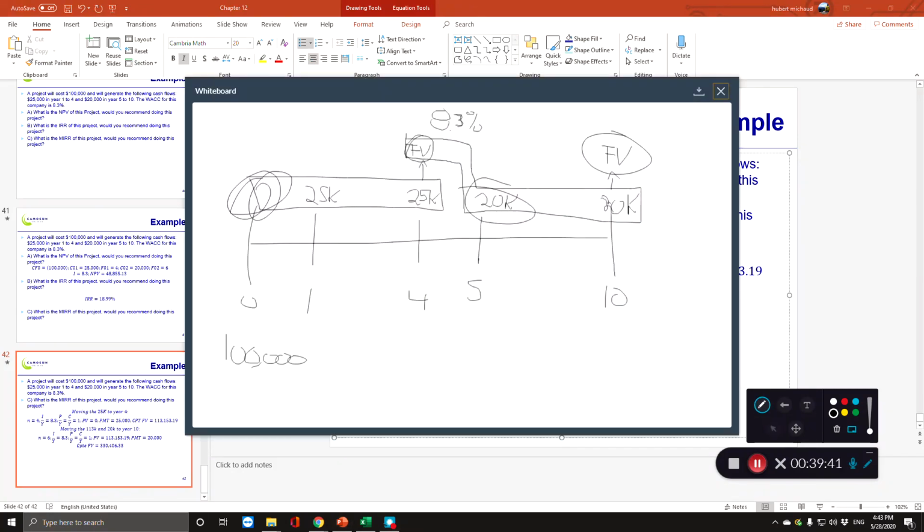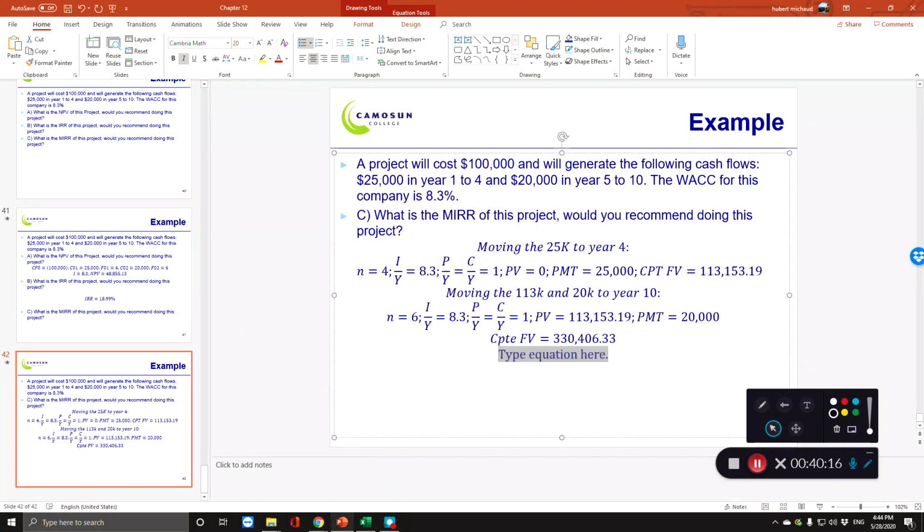Remember, when we calculate the MIRR, I want to move everything here, and then I want to calculate the IRR of this project. By having moved all of these cash flows to the future at my cost of capital, I will have removed the problem from the IRR, which basically assumes that we're moving all the cash flows forward at the IRR. We actually move them all forward at 8.3, so I'm going to remove that problem completely. So calculating the IRR of this project is the next step we need to do.